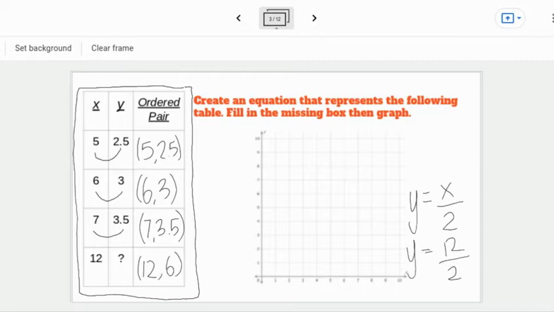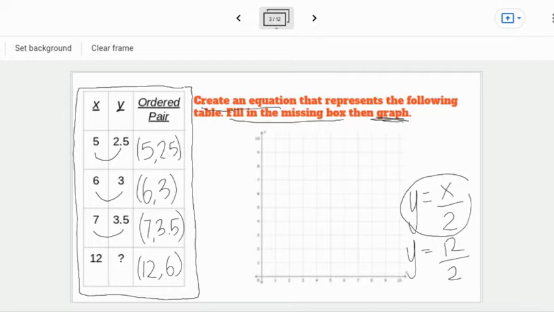Okay, so we've created an equation. We have that right here. We've filled in the missing box. Now we have the last step. We're going to graph. So take your piece of paper that has all your graphs, choose one of them, and we are going to graph it.